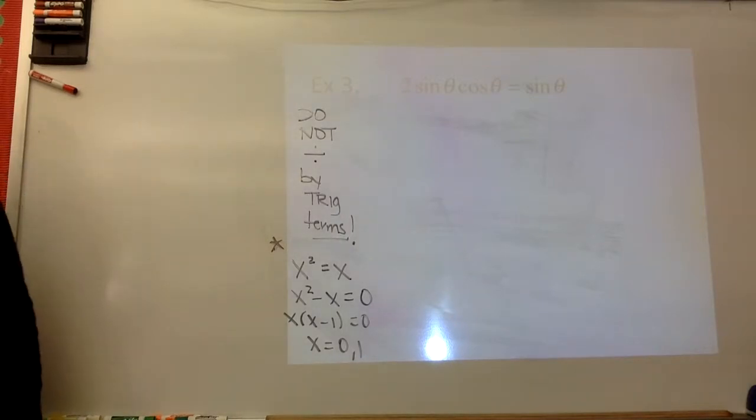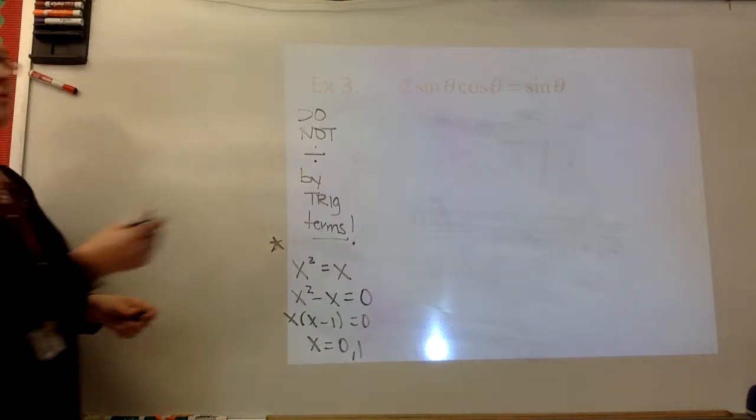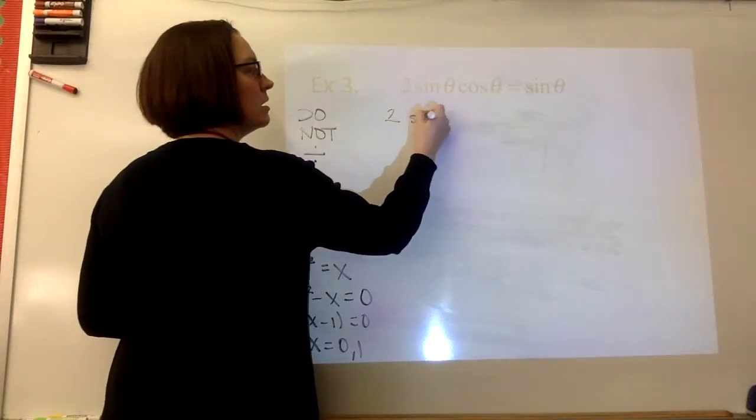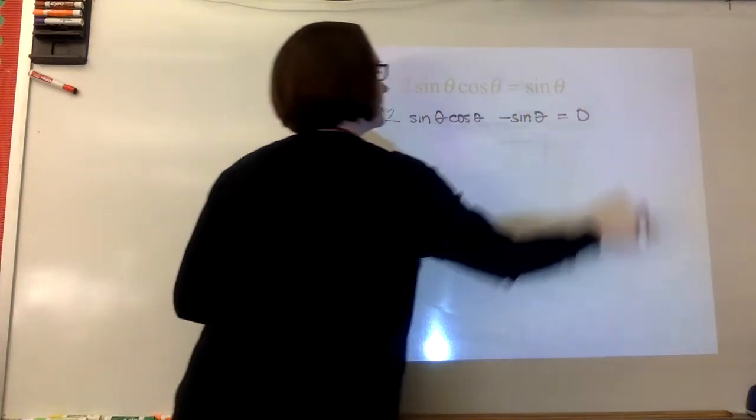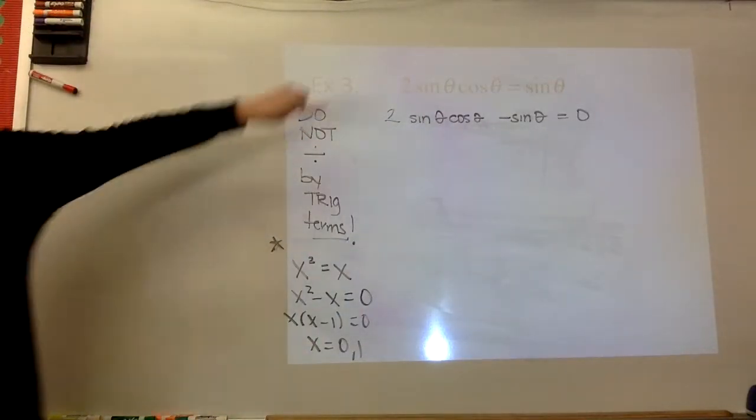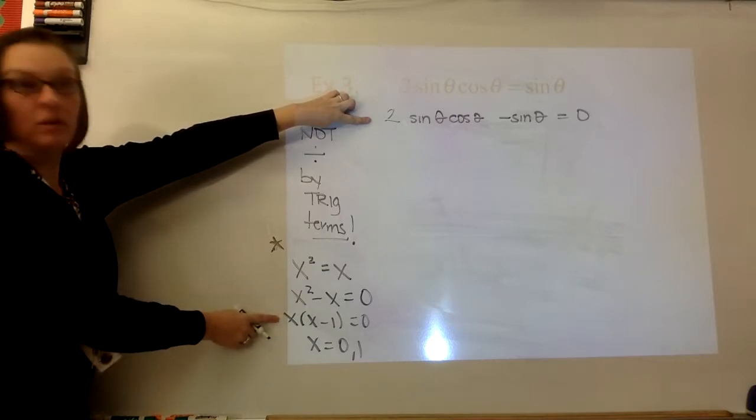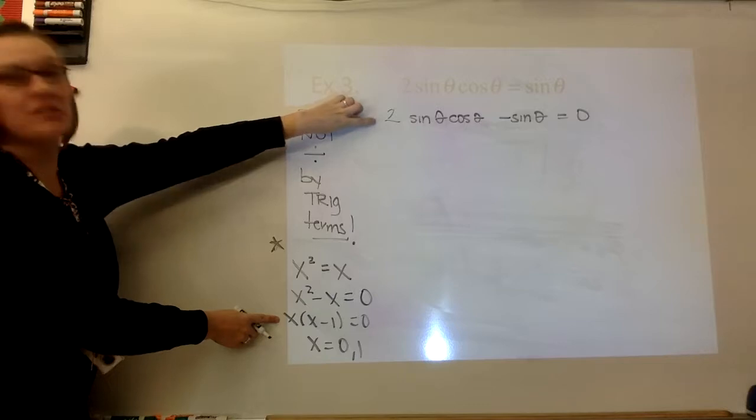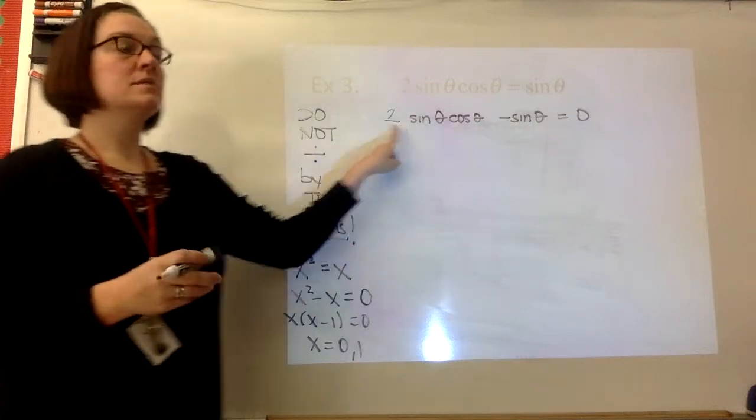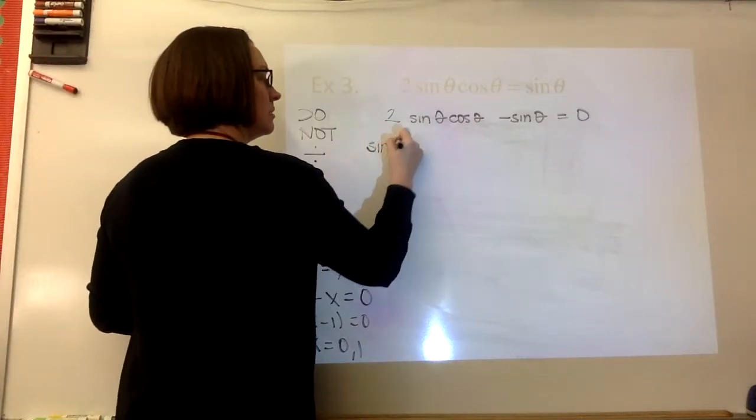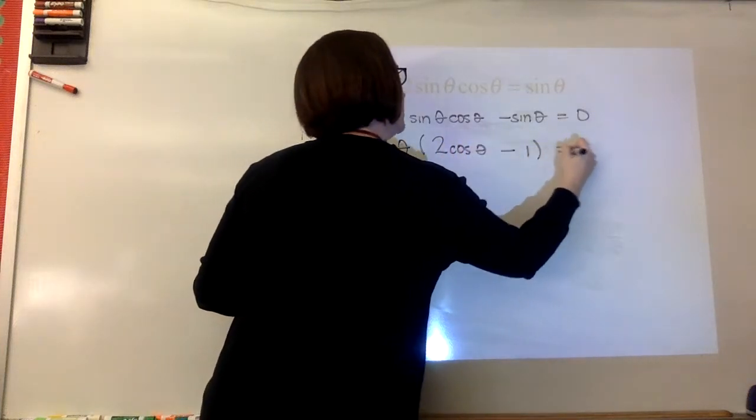So let's apply what we have here. Following what I did in variables, what would be step 1? Bring over the sine. So 2 sine theta cosine theta minus sine theta equals 0. Yes. This is the same as this. Now I move down one. Over here, I factored out x. What am I going to factor out of my trig equation? What's the same in both of these? Sine theta. Sine theta leaves me with 2 cosine theta minus 1 equals 0.